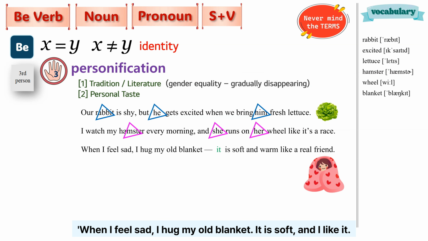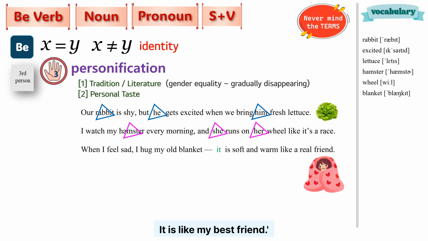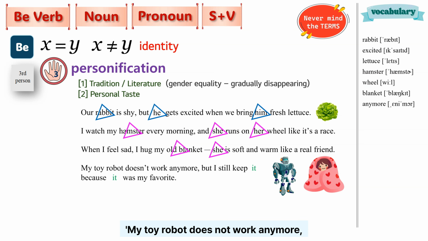When I feel sad, I hug my old blanket. It is soft and I like it. It is like my best friend. Even though the blanket is just a thing, it is given the role of a close friend, so it is treated as feminine. My toy robot does not work anymore, but I still keep it because it is my favorite. Here, the robot is treated like a friend, so it is described as masculine.